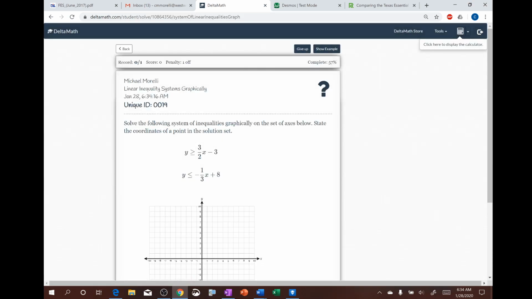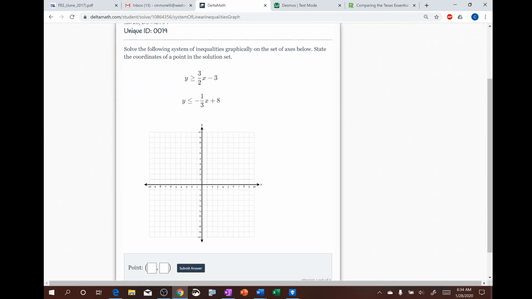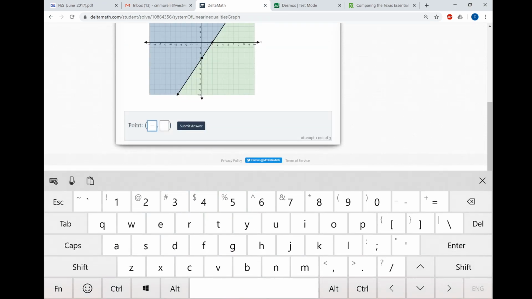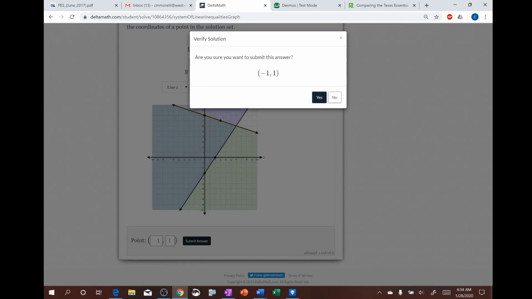So linear systems graphically. All right, we've already done these before. We'll just do another one. They're good to do. We start at negative 3, go up 3 over 2. It's a solid line shaded above. And now we go to 8 and then down 1 over 3 to the right. Okay, it's a solid line shaded below. So we'll do negative 1 comma 1 as a point that falls within that region that's double shaded.